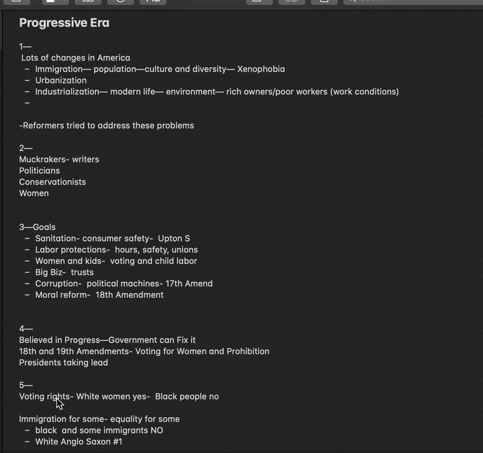And finally, at the end here, what groups of people did not all the progressives get on board to try and help? What areas did the progressive era fall short? Number 5. And the answer to that is, first of all, African Americans.